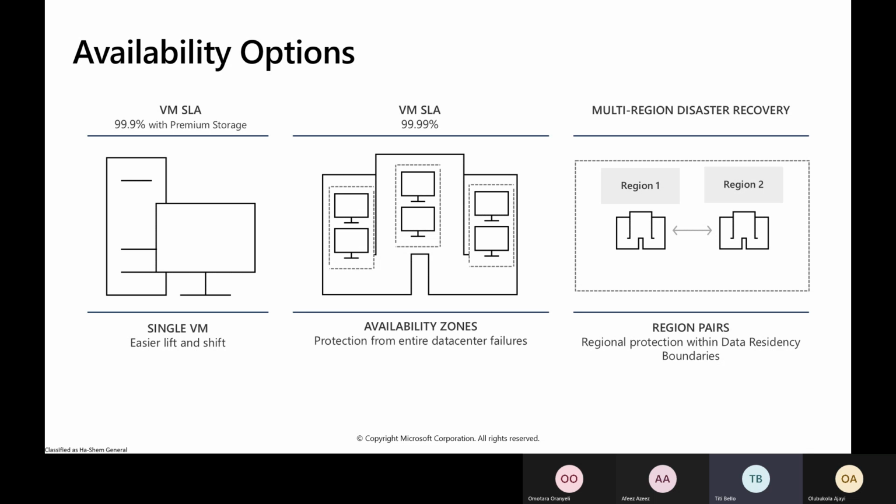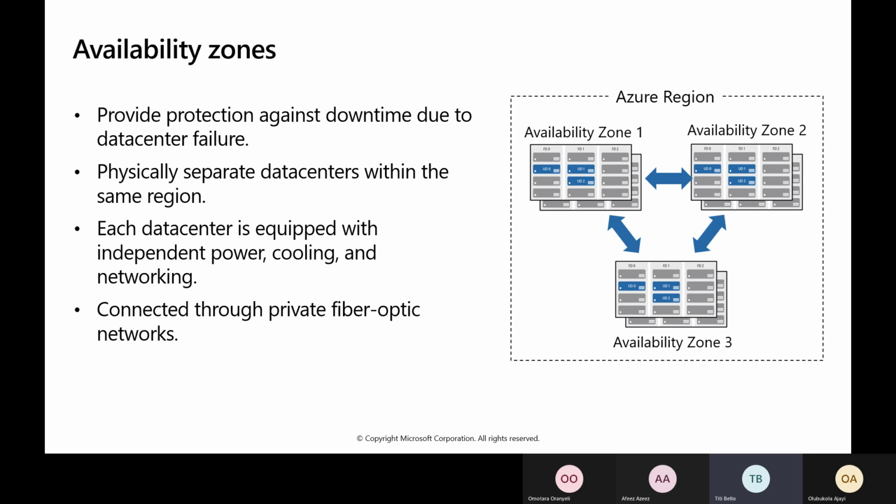So that is majorly what the availability option is. So when you're setting up, you have to actually select. Now, availability zones, I've talked a little about it in the previous slide. Availability zones are physically separated locations within an Azure region. Again, I said it previously. They are physically separated locations within an Azure region.